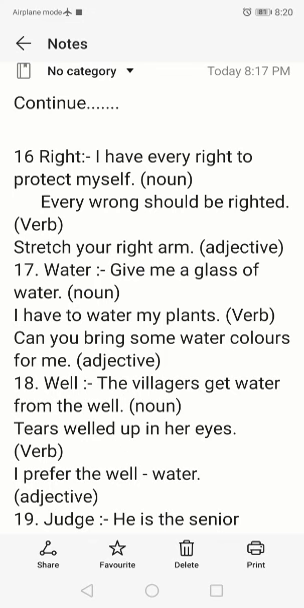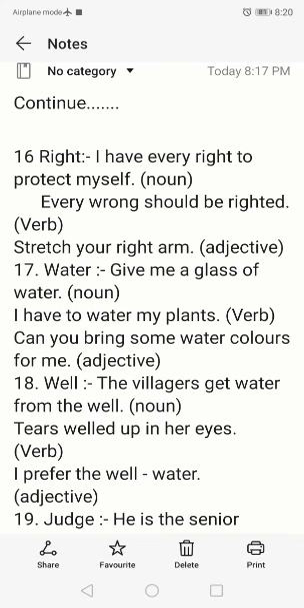Next one, well. The villagers get water from the well. Well here is a noun. In the same way, well can also be used as a verb. Tears welled up in her eyes. Welled up means the eyes are filled with tears.